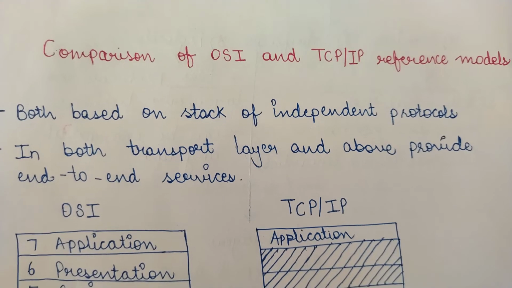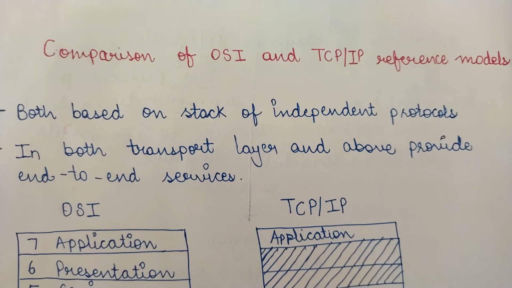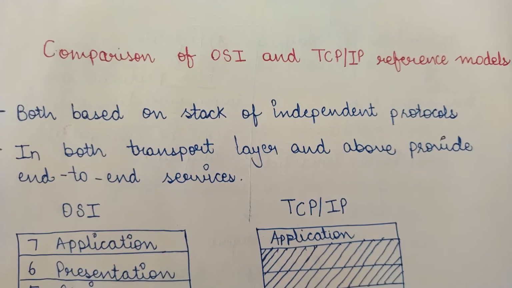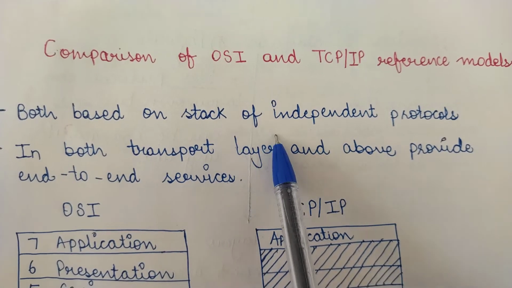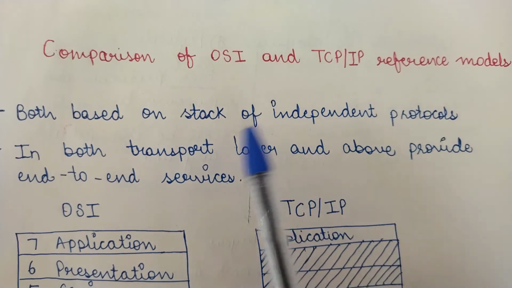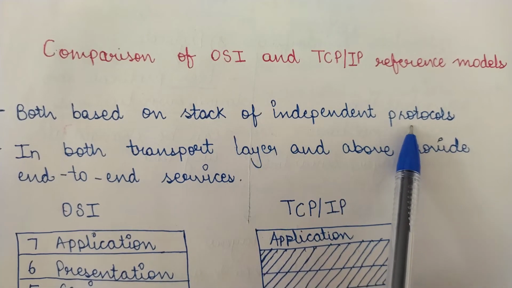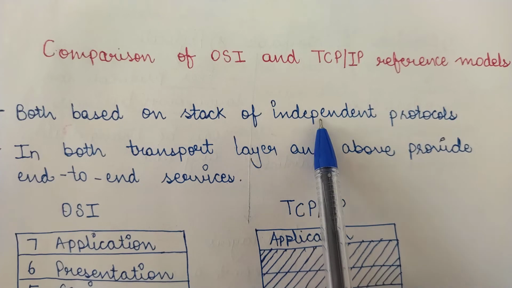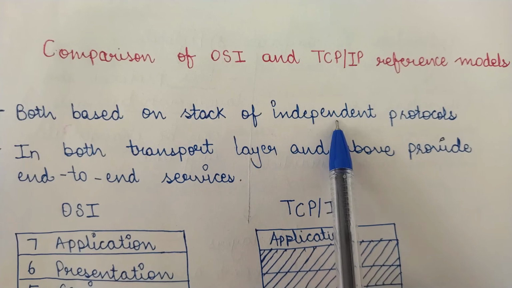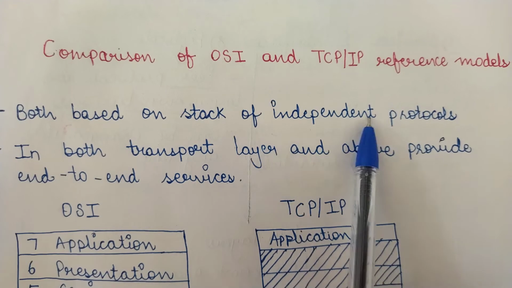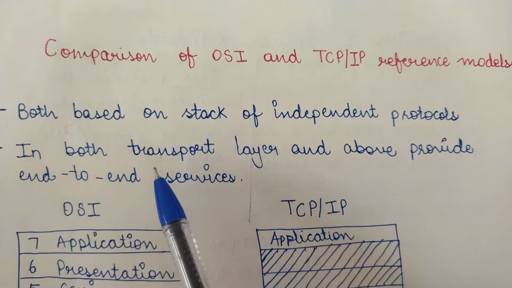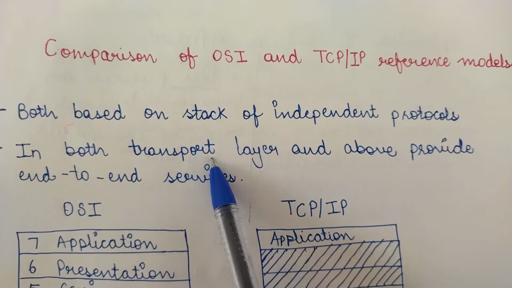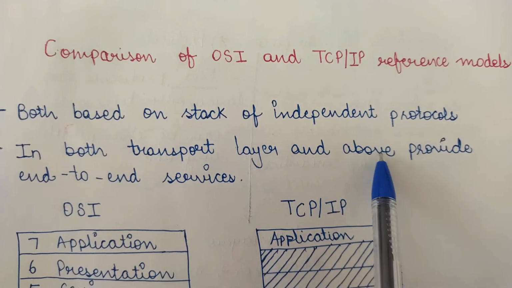Hi all the students. Today we are going to study a comparison of the OSI and the TCP/IP reference models. Now both the OSI and the TCP/IP reference models are based on the stack of independent protocols. By stack of independent protocols I mean that every layer has a separate or independent protocol for communication with its peer layers, right?